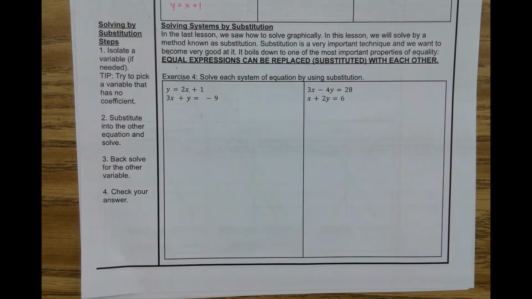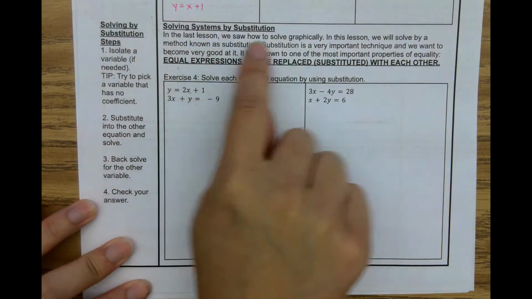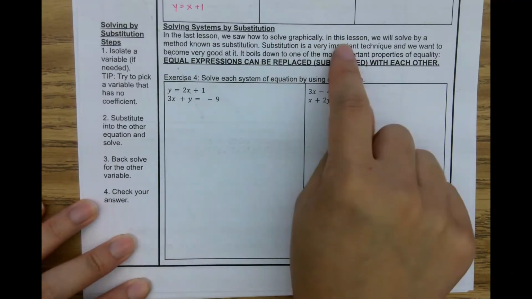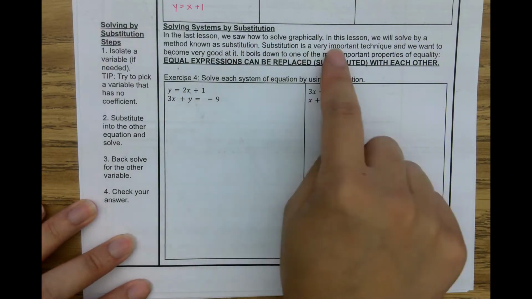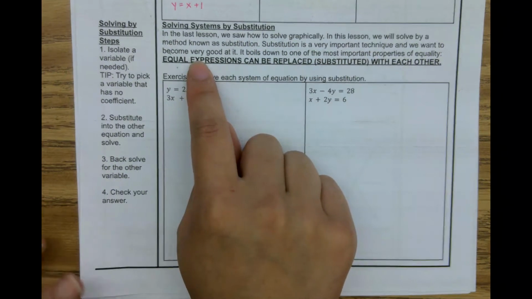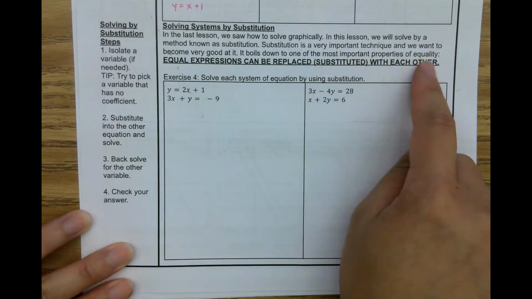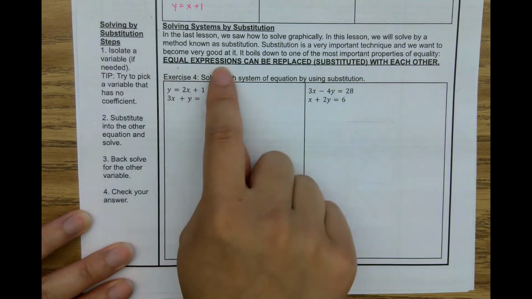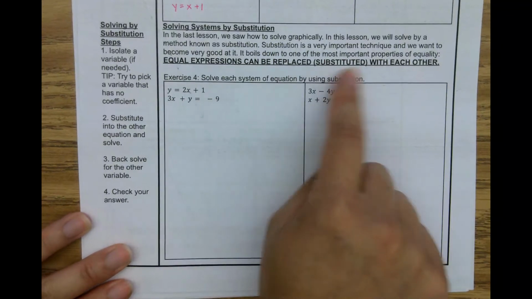Hi guys, so today we're going to learn how to solve systems by substitution. In the last lesson, we saw how to solve it graphically. In this lesson, we will solve by a method known as substitution. It's a very important technique and we want to become very good at it. What it boils down to is one of the most important properties of equality, that equal things or equal expressions can be replaced or substituted with each other.